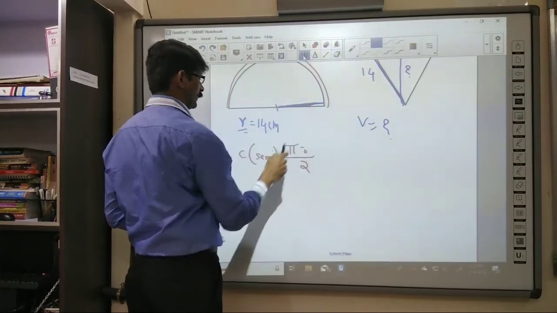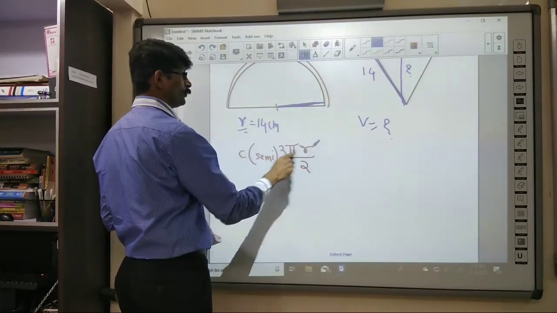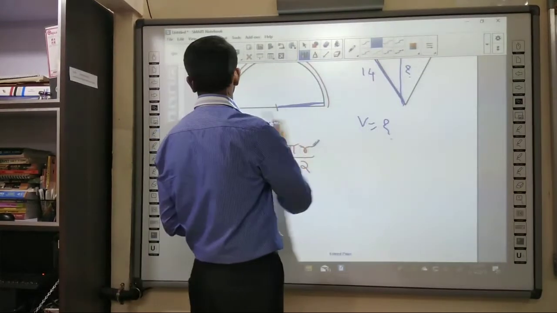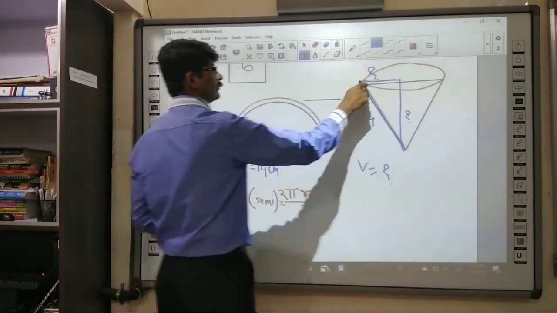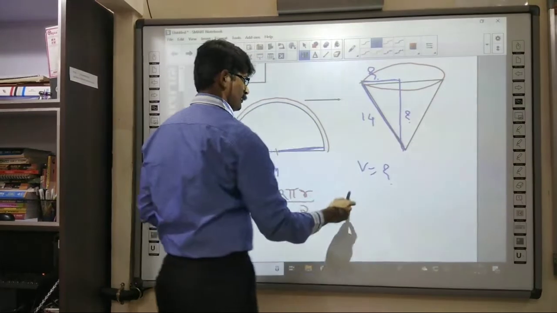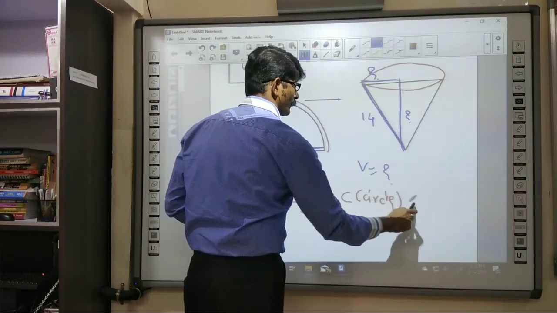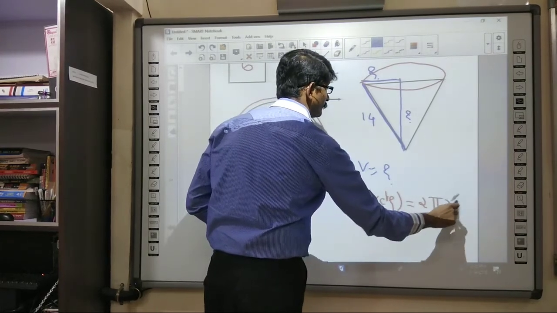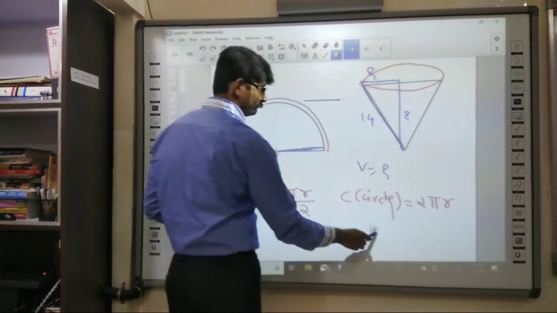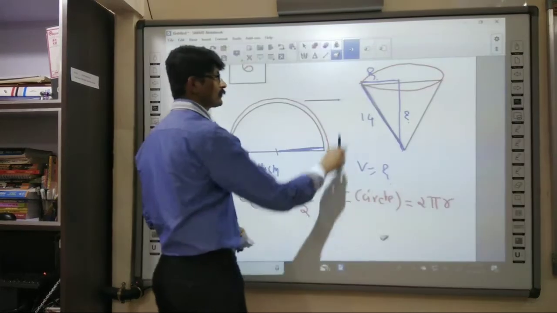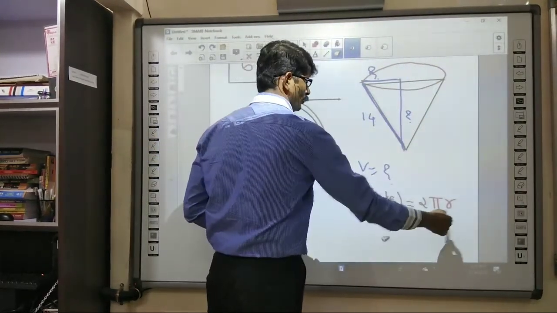It's 2 pi r upon 2. And over here, the circumference of the circle is 2 pi r. Isn't it simple? Circumference of the circle over here is 2 pi r.